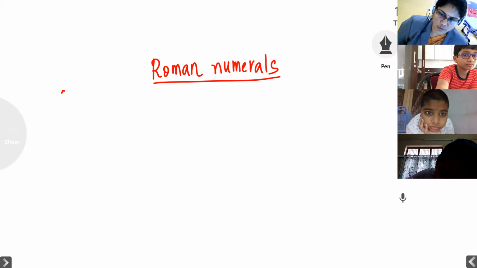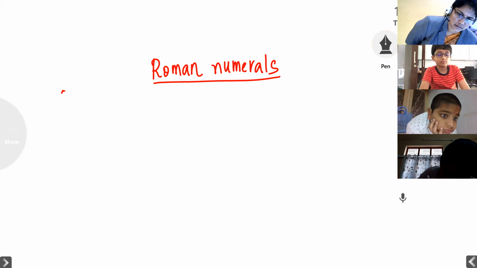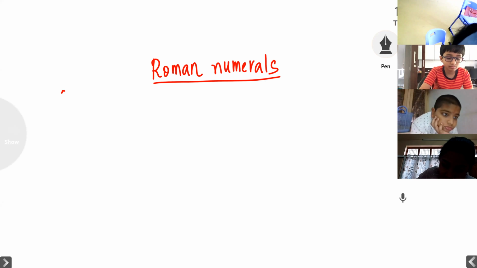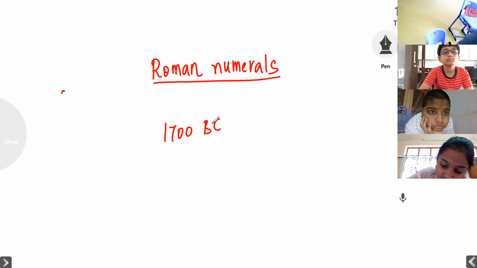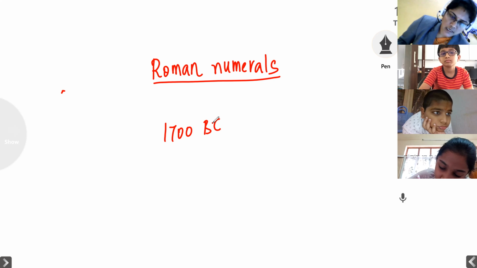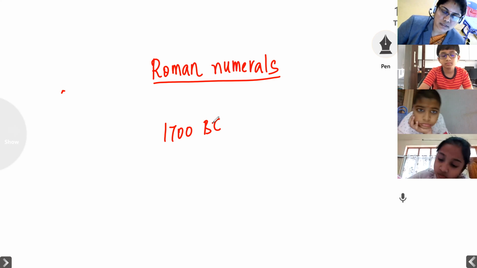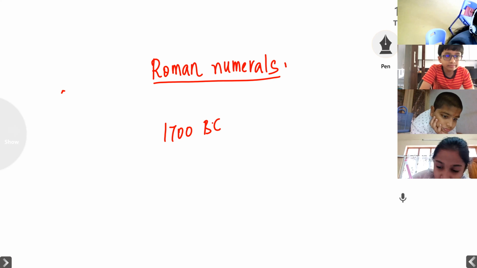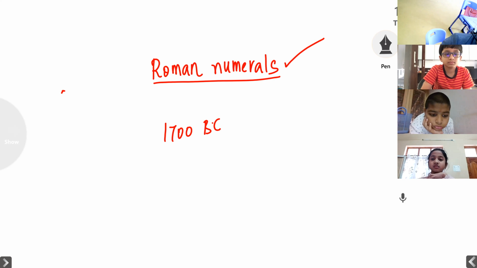You had an idea about Roman numerals in the previous class also. You people have learned, right? What are Roman numerals? See, around 1700 BC, these Roman numerals were found. Before the number system we follow, Hindu-Arabic numbers like 1, 2, 3, 4, this infinite set of numbers, these Roman numerals were introduced. Around 1700 BC. For what purpose? For counting purposes only.